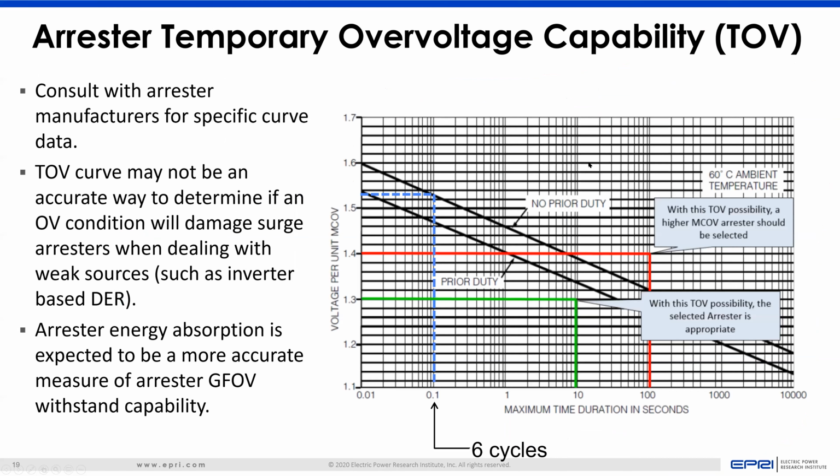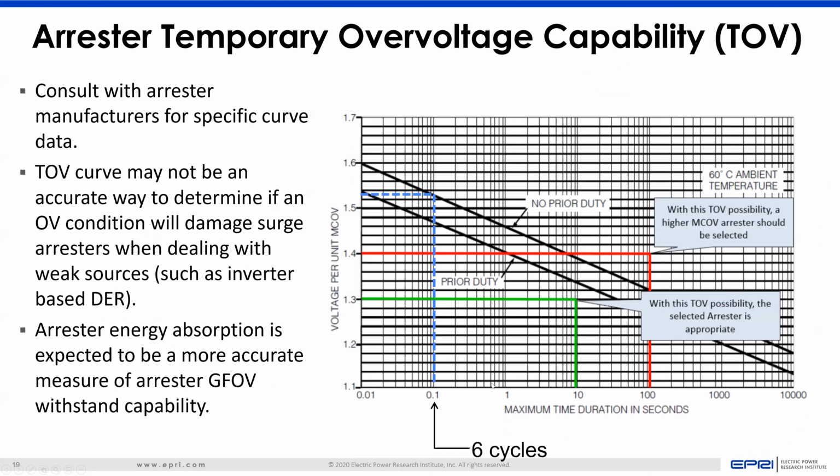And the temporary overvoltage capability curve basically says the duration of the overvoltage that the arrestor can withstand. There are two duty curves, no prior duty and prior duty. For the GFOV study, we use the no prior duty curve. And essentially here in this region, the red one, at this point, for example, we are exceeding that capability. At this point, we are below that capability. So we're good.